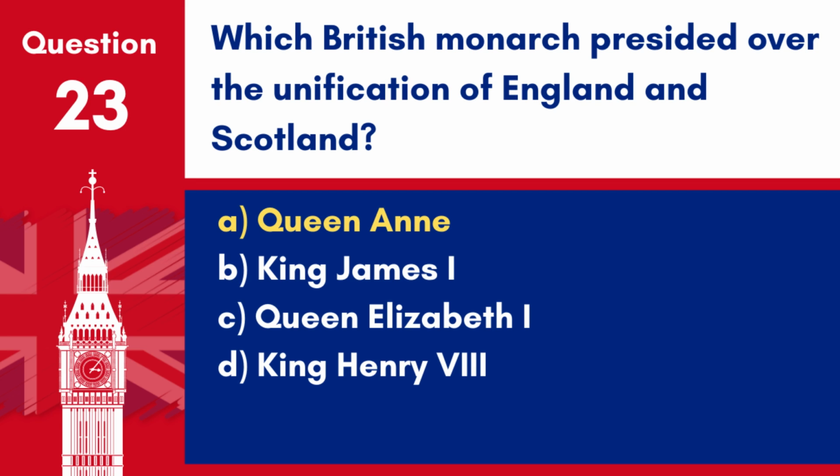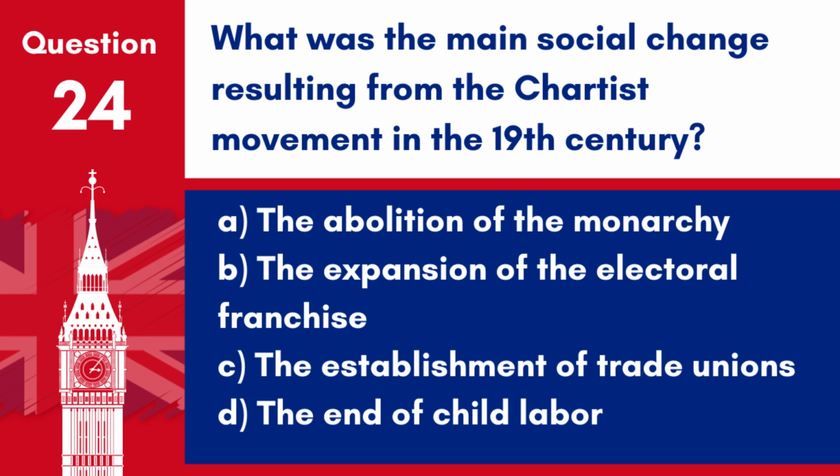Answer: A. Queen Anne. Queen Anne was the monarch during the unification of England and Scotland under the Acts of Union 1707, which created the Kingdom of Great Britain. Question 24. What was the main social change resulting from the Chartist movement in the 19th century?